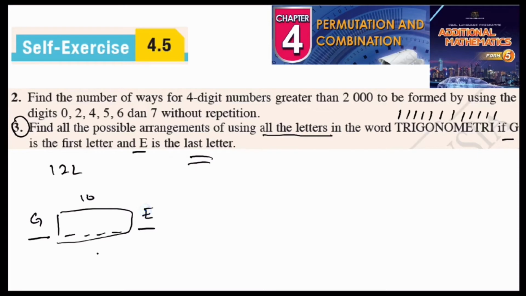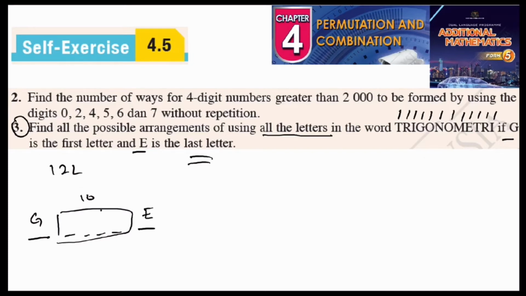And then for the last letter, we have to use E. So we reserve the place for G and E, and we have one G and one E, right? So we have only one way, one and the only one. Choosing the G is just one way, 1P1 if you want to write, and choosing the E also 1P1. Since we have used up 2 letters out of 12, we have a balance of 10 letters, right? But we need to fill up the 10 spaces.